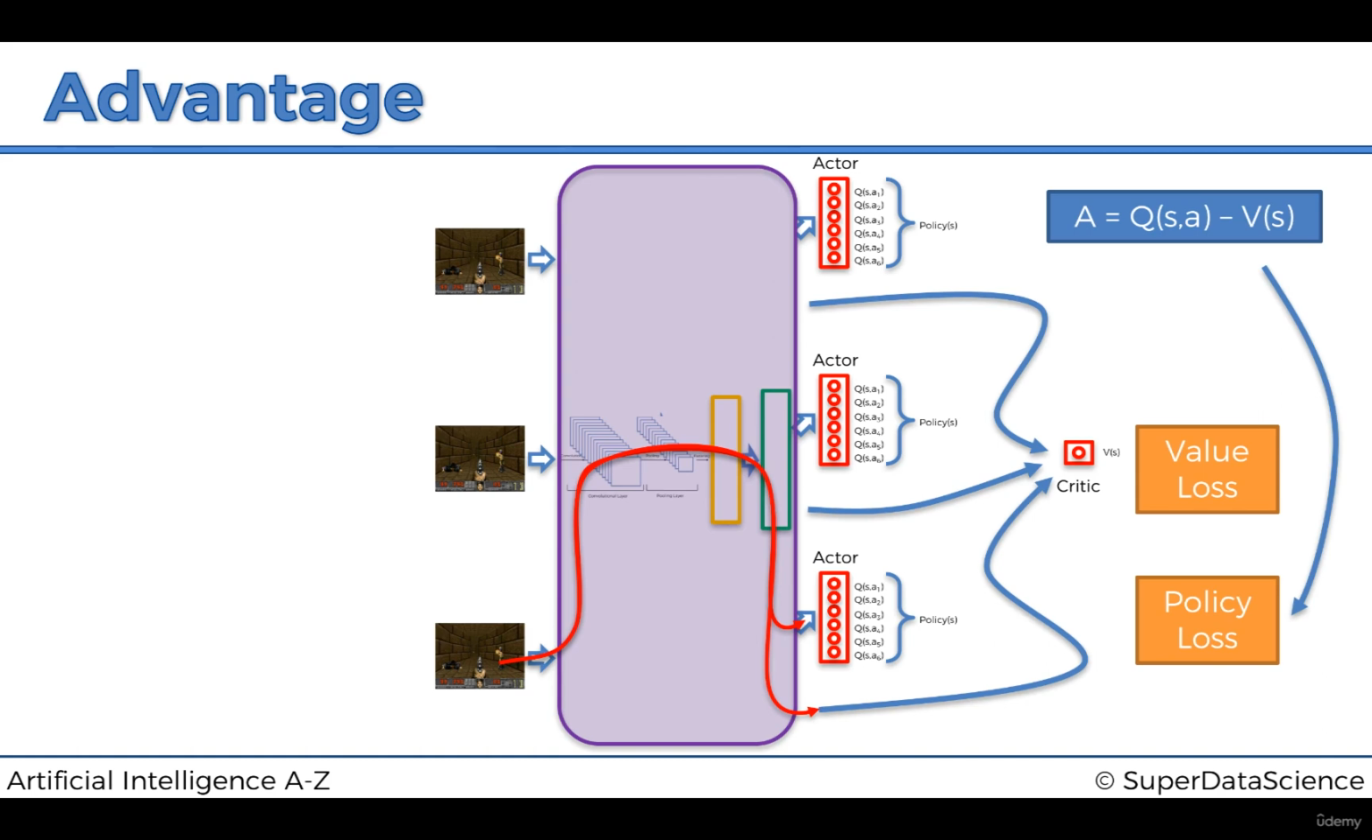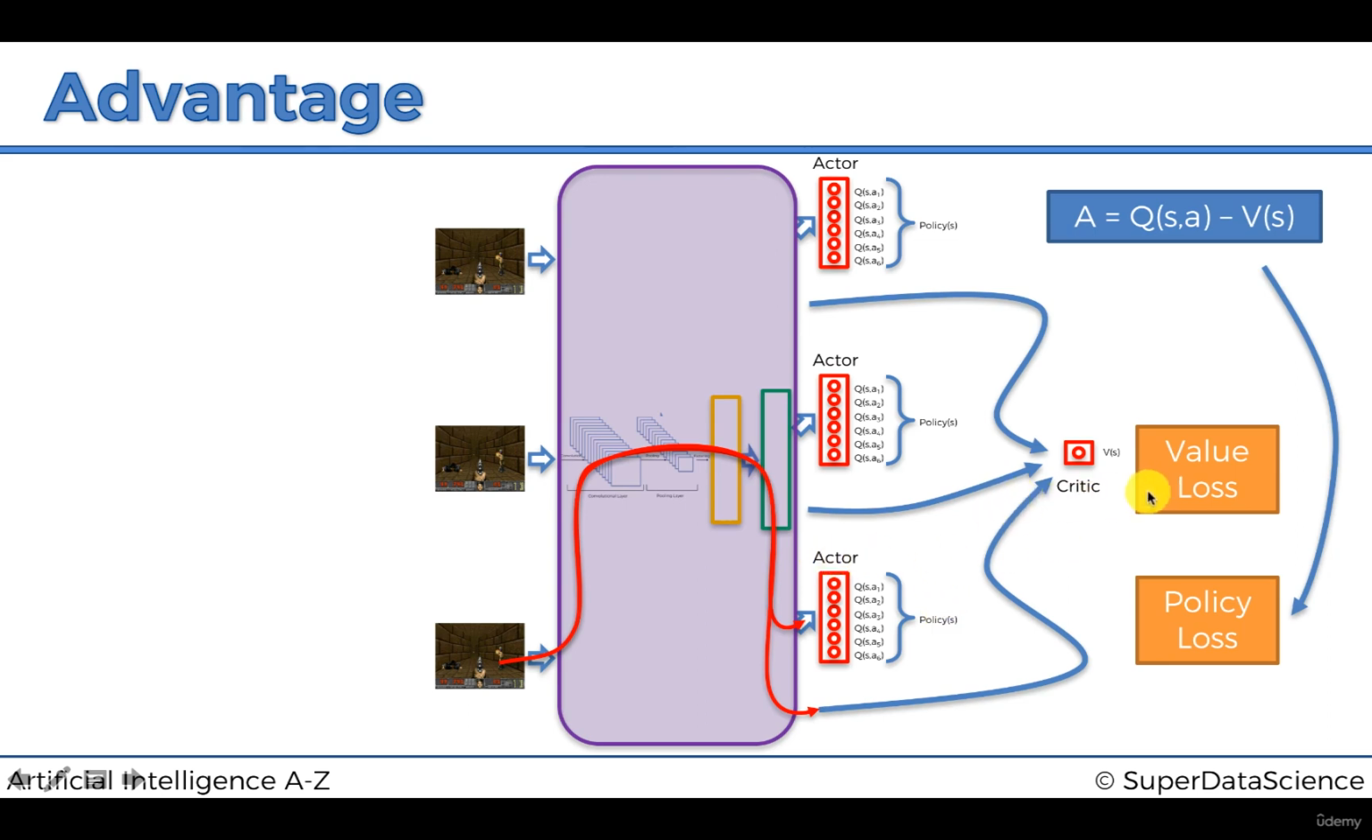Hence, it's called advantage. What is the advantage that your selected action brings compared to the known value of that state? And that is the essence of the advantage. And basically, that is used to calculate the policy loss. And then the policy loss is backpropagated through the network. So they're both backpropagated through the network, and the weights are adjusted in order for the network to better represent the value of the critic.